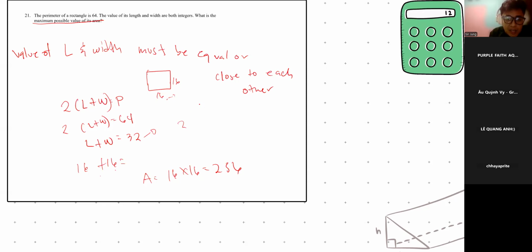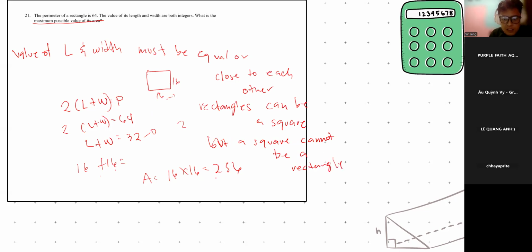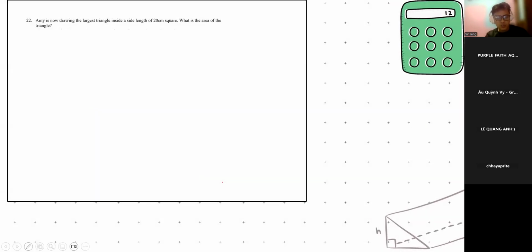However, a rectangle can be a square, but a square cannot be a rectangle. So the answer is 256 again, because rectangles can be a square. So there's no need to overthink it. Okay. So any questions? So if none, we'll proceed to number 22.